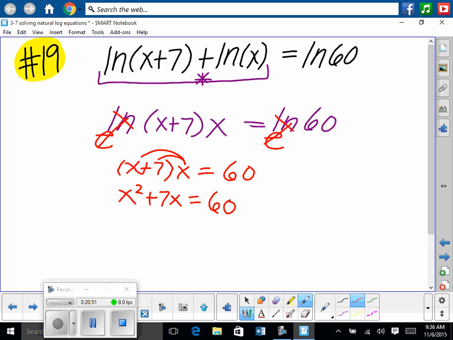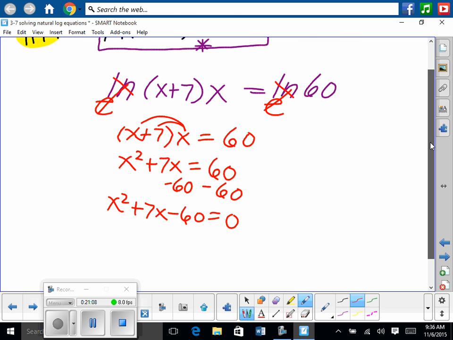But before you can do that, you have to have it set equal to what? 0. So to get this set equal to 0, I'm going to subtract 60 from both sides. So I have x squared plus 7x minus 60 is equal to 0. Now, to be honest, I'm going to be straight up with you. I'm going to make sure I give you one on the test that you have to solve by factoring or the quadratic formula. I'm going to give you one that factors.